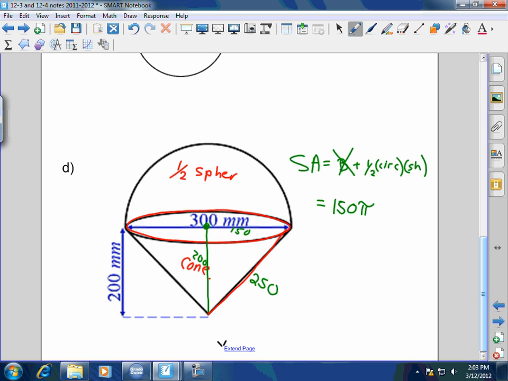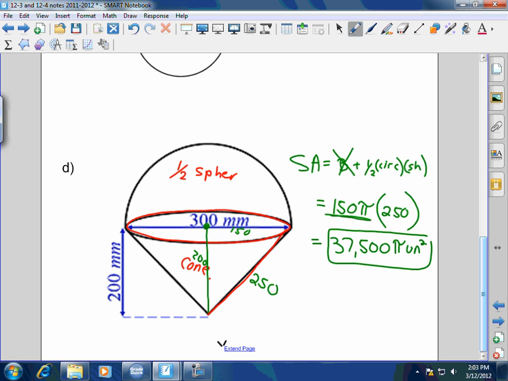So now I got it. That's my base area right here. I mean my half of the circumference times 250. So what would my giant number be? Leave it in terms of pi unless I tell you, please. So 150 times 250, we're going to get 37,500 pi units squared.